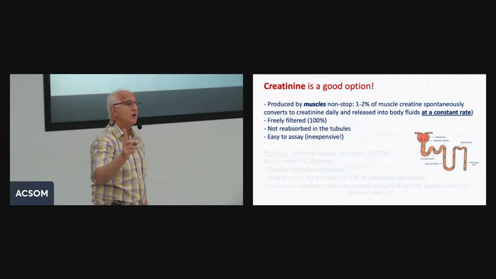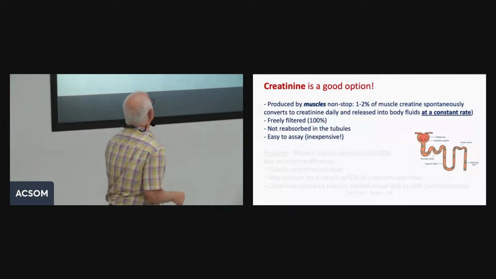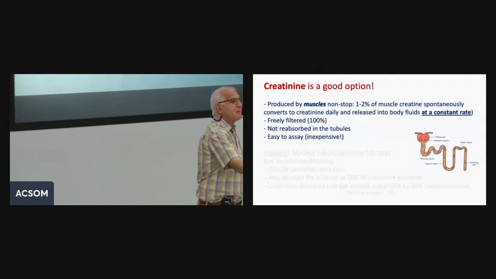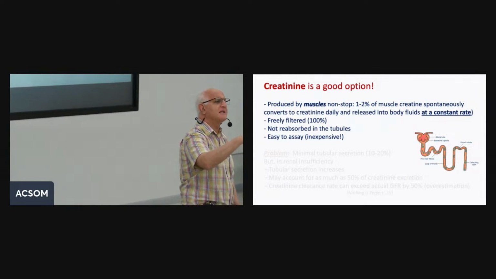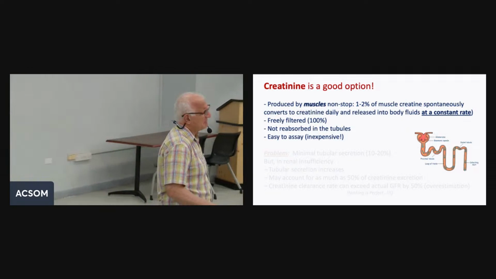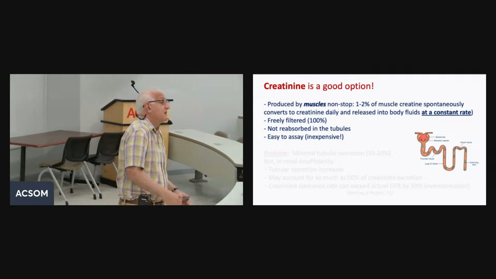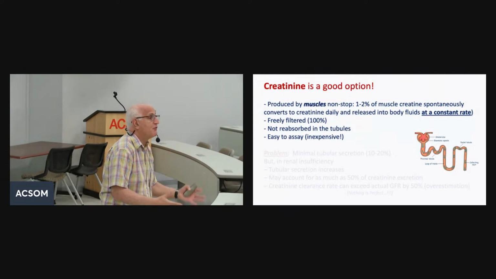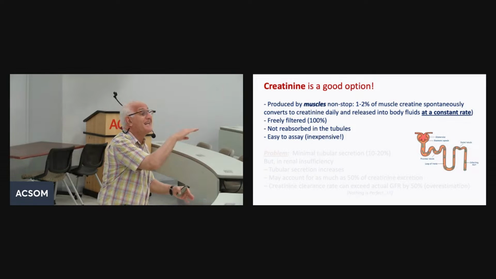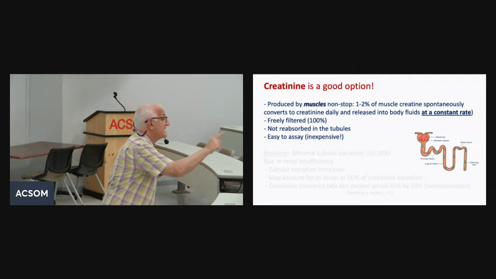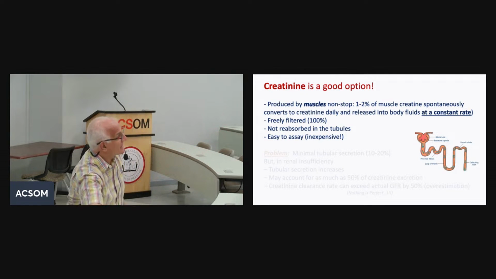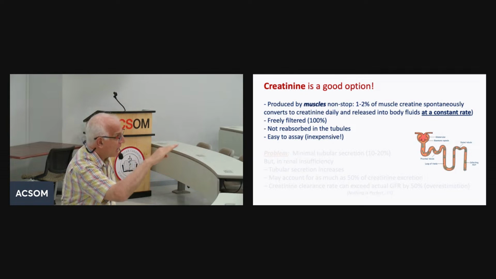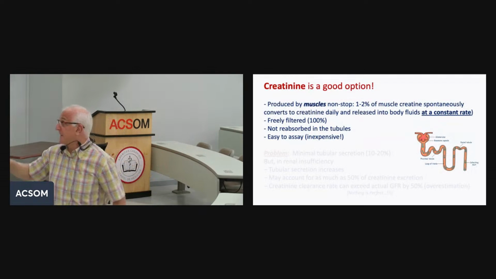Creatinine would be a good option, in my opinion. Why? Number one, it is produced by our muscles, so it is constant in the blood. You can't say, oh, I don't have creatinine in my body. There is no way. If you're alive, if you have muscles, you have creatinine, and it is stable. It's not that at 6 p.m. you have something, and at 6 a.m. you have something else. Constant in the body.